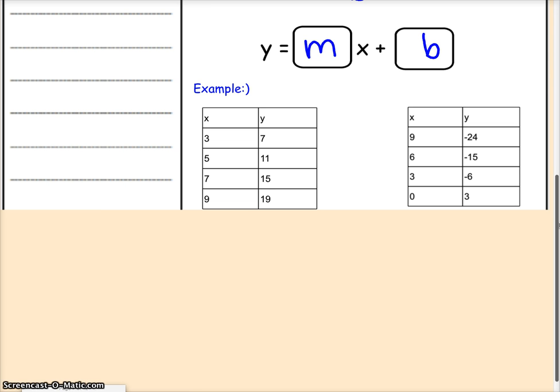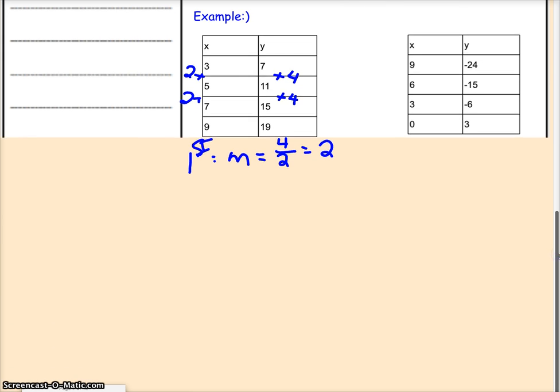My first table, here are my x values and my y values. I want to make an equation given this table. So I need to figure out m first. M equals change in y. How's y changing? Plus 3? Oh, yep, good call, math teacher. Plus 4 over, how's x changing? Plus 2, which is 2. There's m. Step 1 done.